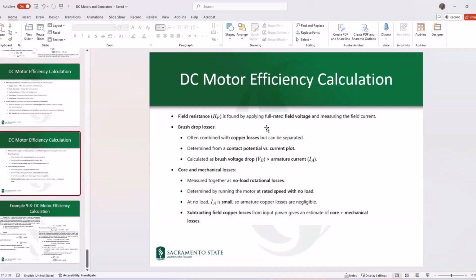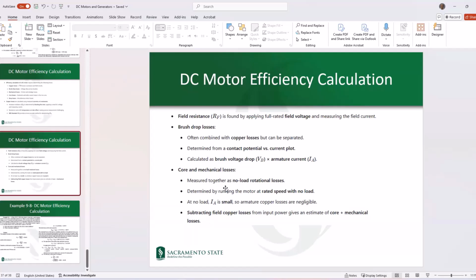The field resistance is found by applying the full rated field voltage and measuring the field current. The brush drop losses are often combined with copper losses, but they can also be separated. They are determined from a contact potential versus current plot. The way it works is that we apply different voltages and get different currents, and through that we would be able to calculate VB times IA, which gives us the brush drop losses.